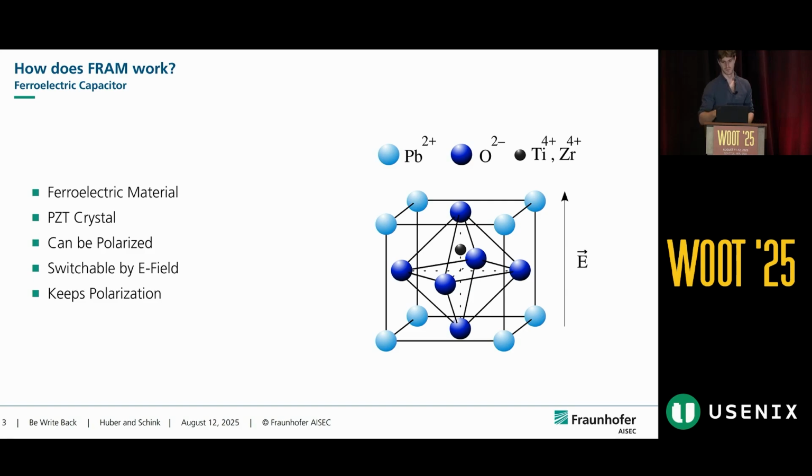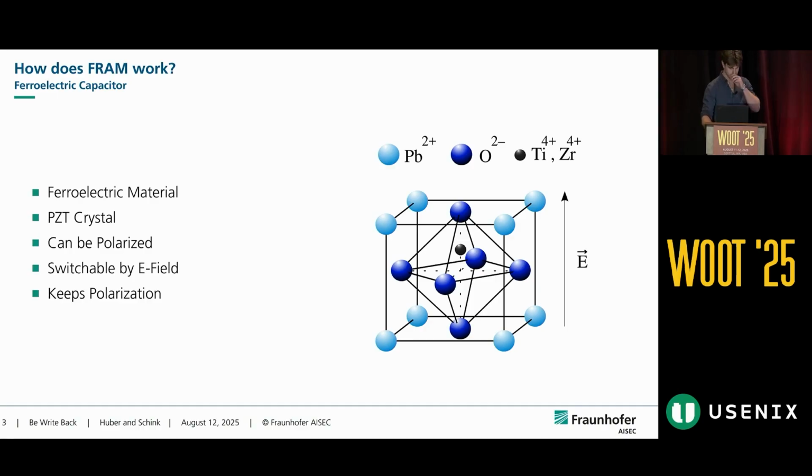If you apply an external electric field, the zirconium atom, the black one in the middle, moves either into the upper part of the crystal or into the lower part on a base level. And the best part of this crystal is that it keeps its polarization, even if you remove the external electric field. And this way, we are able to store information in it.